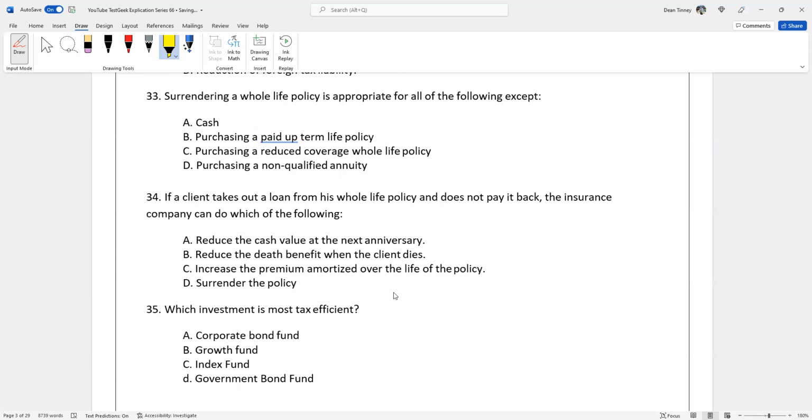Purchasing a paid-up term, purchasing reduced, purchasing a non-qualified annuity. I don't particularly like this question, but I think what Brian is getting at is a 1035 exchange.